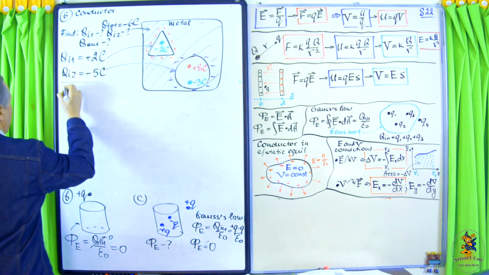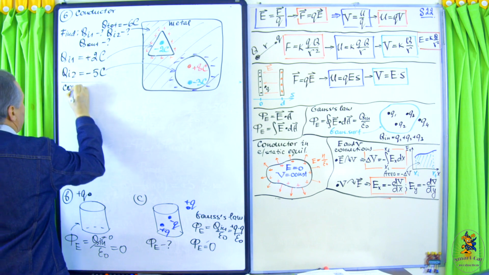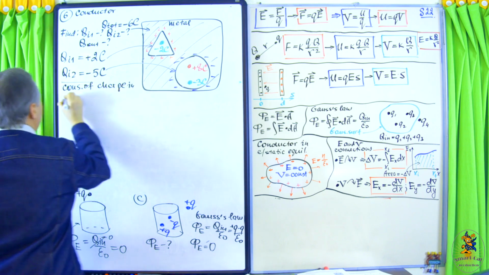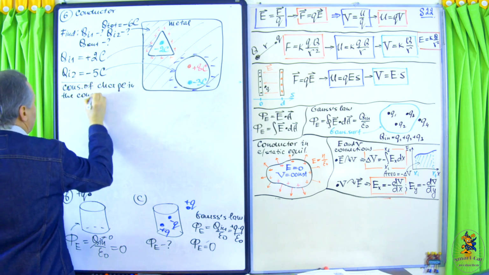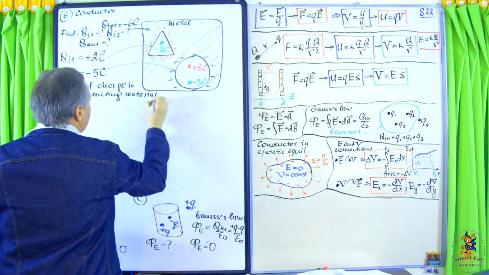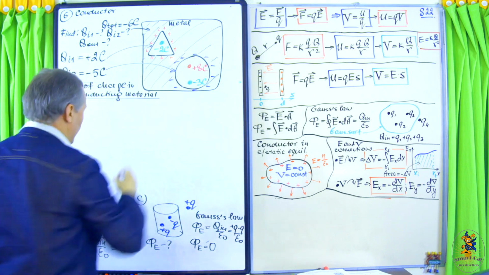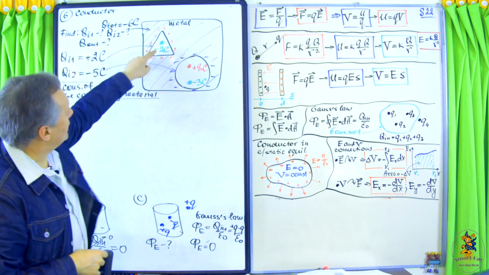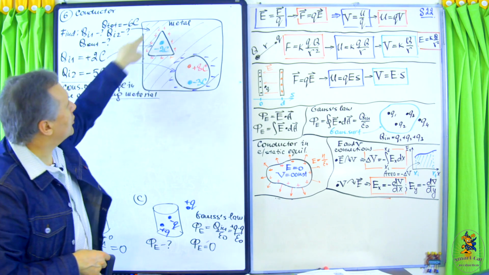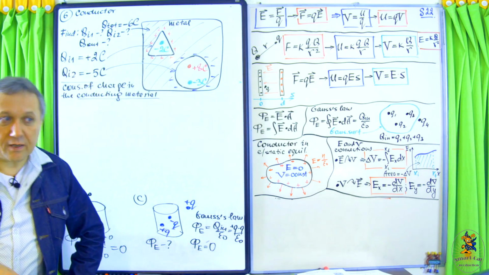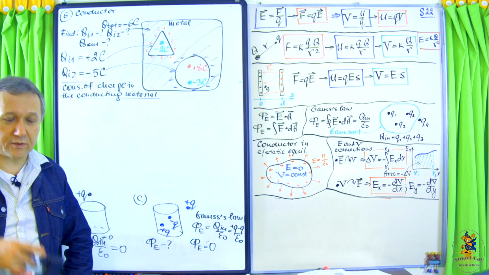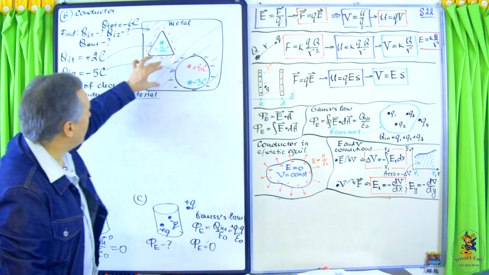Okay, let me write that down. So now we need to apply conservation of charge in the conducting material. Why am I writing conducting material? Just to emphasize that this charge minus 2, this charge plus 8, and that charge minus 3 are not part of this conducting material. They are inside of those holes, inside of the vacuum, so they are not part of the conductor. So I'm just trying to count all the charges inside of this metal.